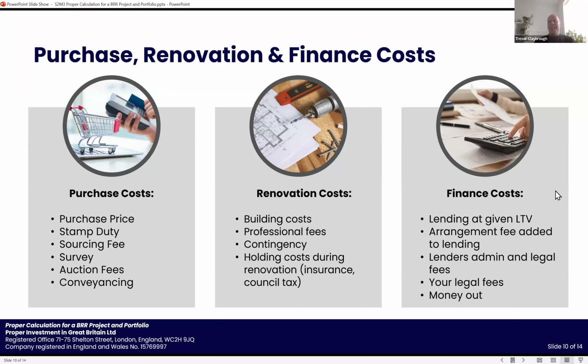And then the finance costs. We've got the lending itself at whatever loan to value we're able to get. We're not talking about finance in this one really. Then we've got the arrangement fees that are always added to the lending. Lenders have admin fees, legal fees, application fees, broker fees. All that needs to be taken into account. It's not just a question of borrowing 75% of the value; we need to add all these fees on. Then we have our own legal fees, and when we've calculated all that, we can determine the money that we can actually get out. So these are important ones to take into account, all the costs at the three different stages.